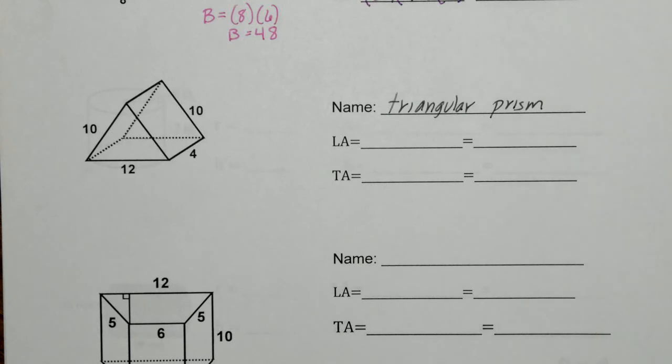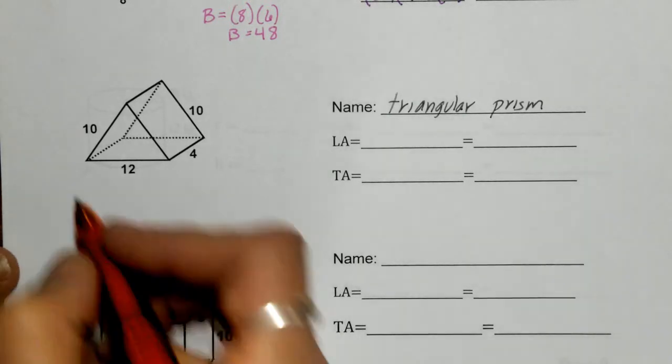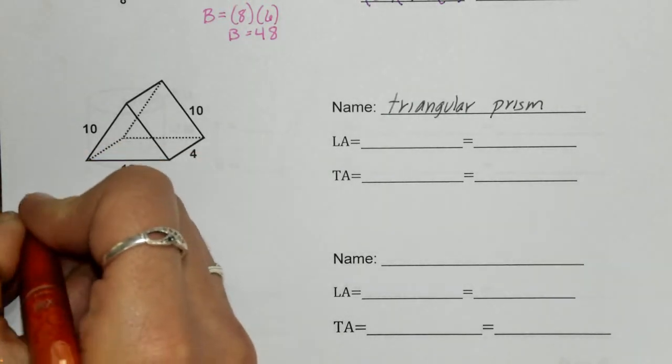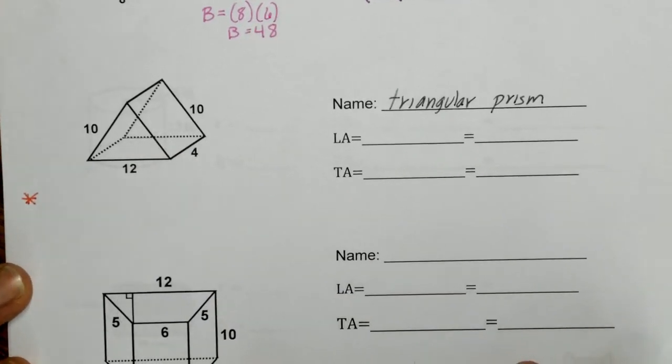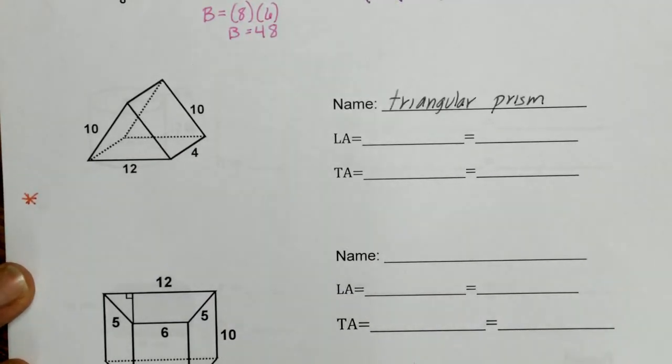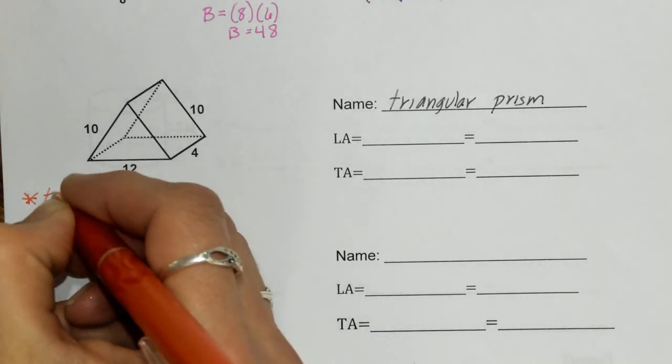So here, what we need to remember with a triangular prism, we're going to put a little asterisk down here because this is going to be extremely important. It kind of rhymes, which makes it nice. We need to remember that the triangular faces are the bases. So write that in.